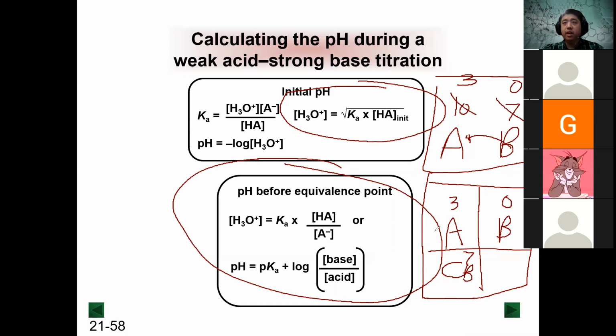With that said, I have some kind of weak acid, some kind of conjugate base. It's great to plug into this equation right here, and that'll give you information such as a pH value.